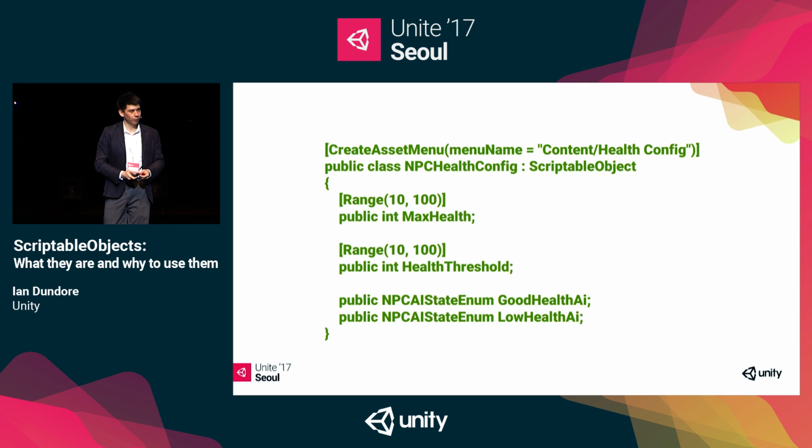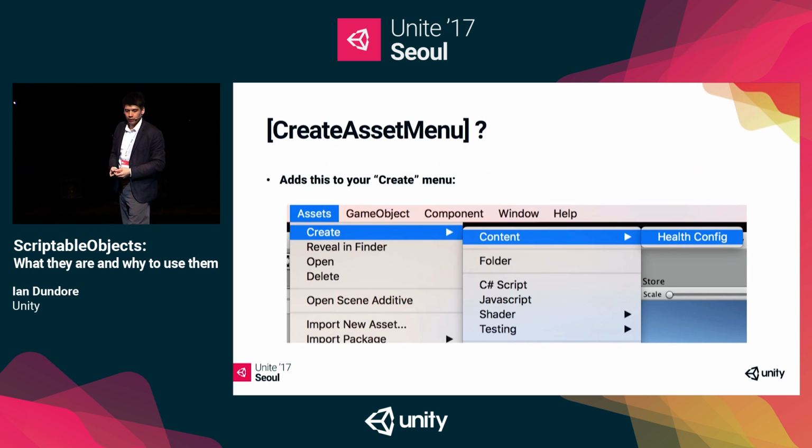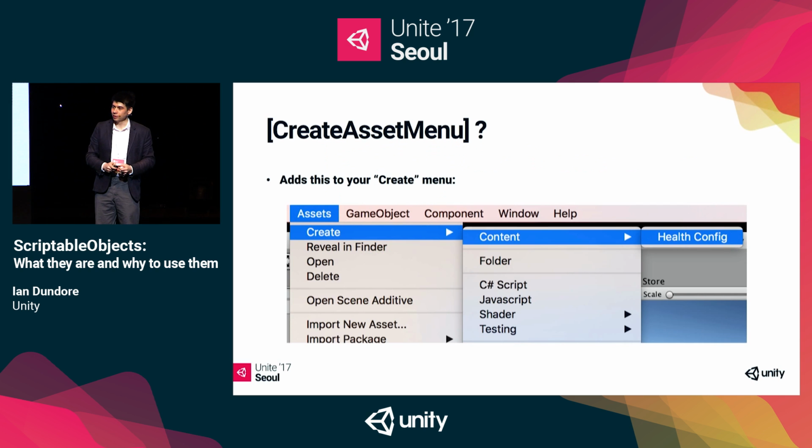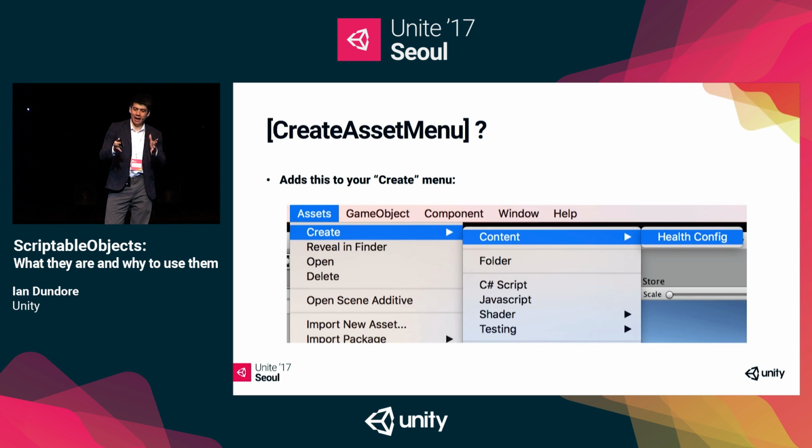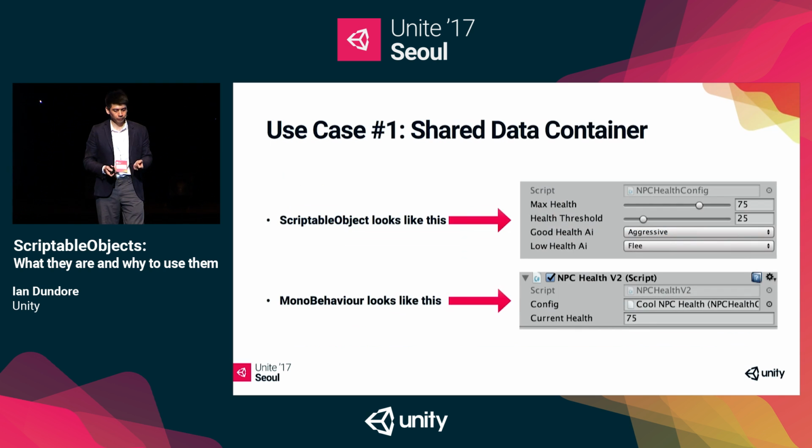What does that do? That attribute adds a new item to the Create Asset menu in the Unity editor. When clicked, it creates a new health config object as an asset in my project. So now, it's very easy for me to create new pieces of health config content.